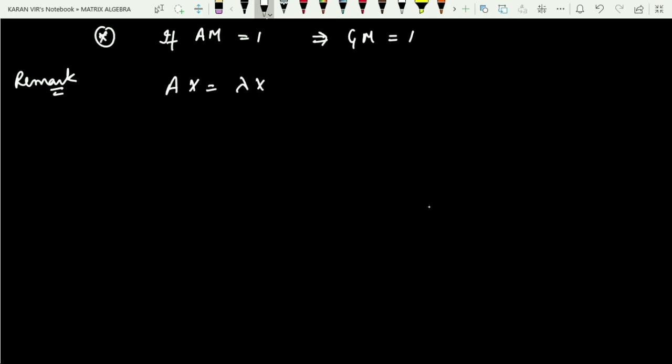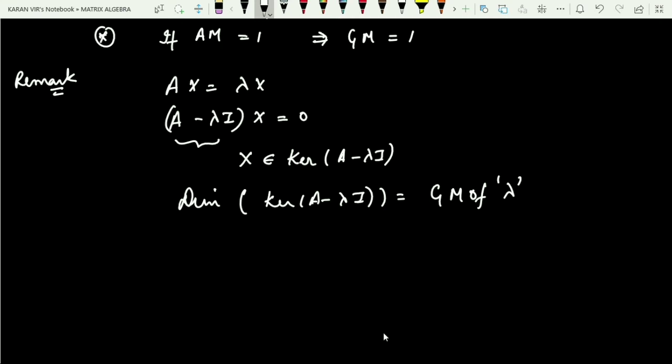Then we wrote that (A minus lambda I) into x is equal to 0. Any quantity into x equals 0 means that this x belongs to the kernel of this quantity. So x belongs to the kernel of A minus lambda I. It means that the dimension of the kernel of A minus lambda I is the geometric multiplicity of lambda, right?